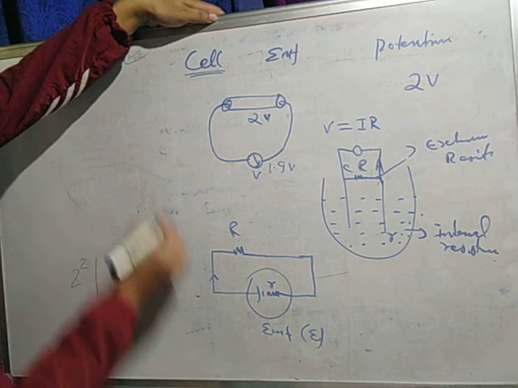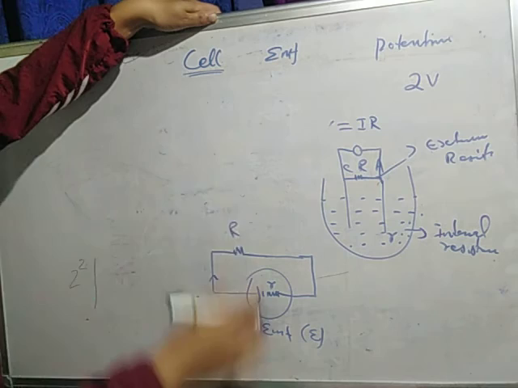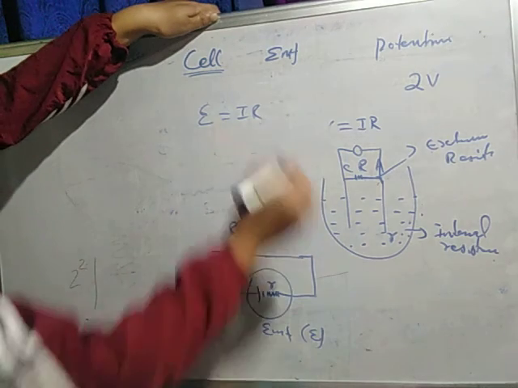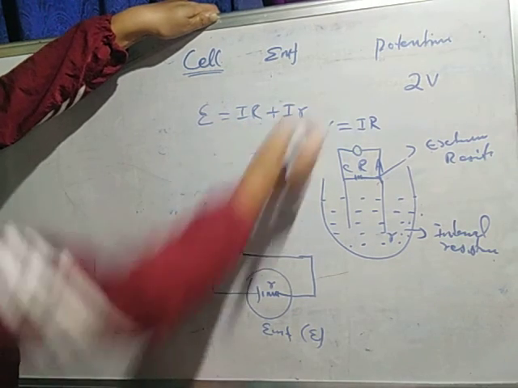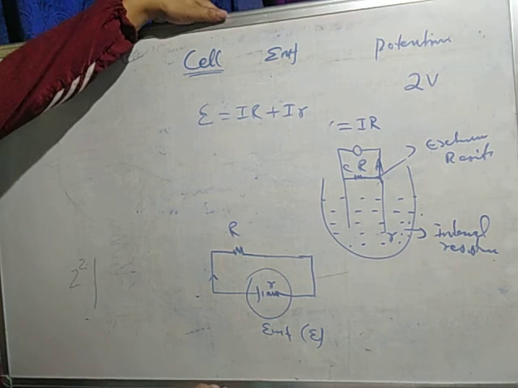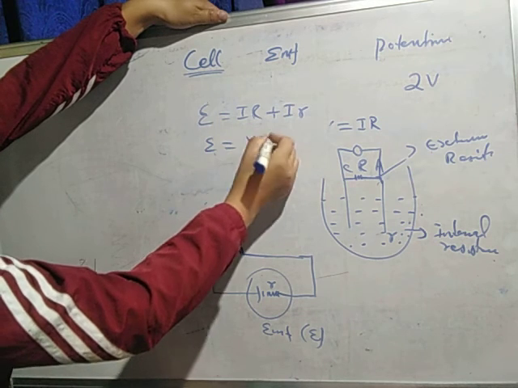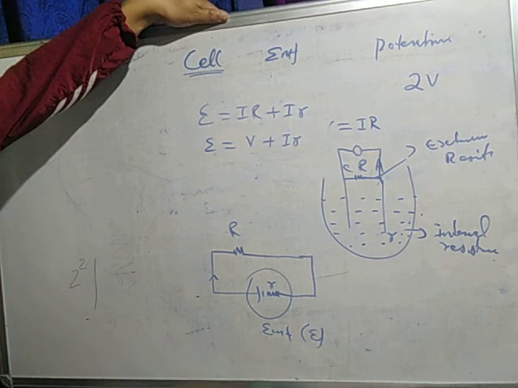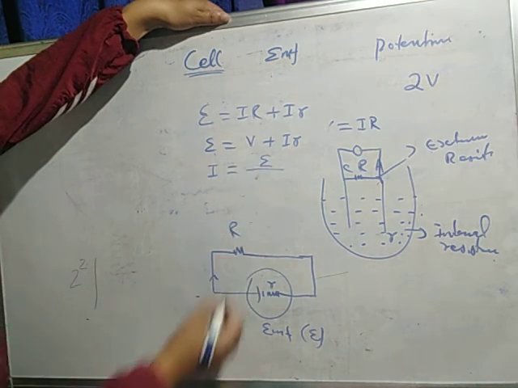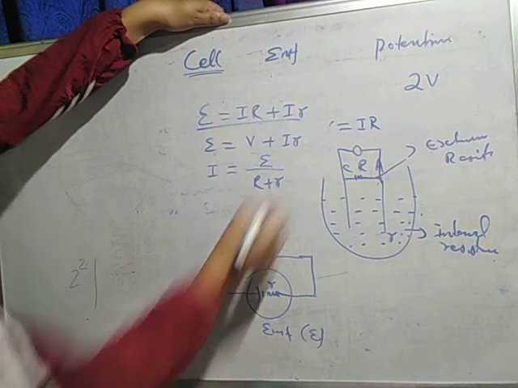So now let's start with EMF. This is your EMF. So E equals to how much? Let me calculate here. E equals to external IR, plus internal potential drop. External potential drop, internal potential drop, clear? So E equals to V plus Ir, clear? So I equals to how much? I equals to E by R plus r, clear?